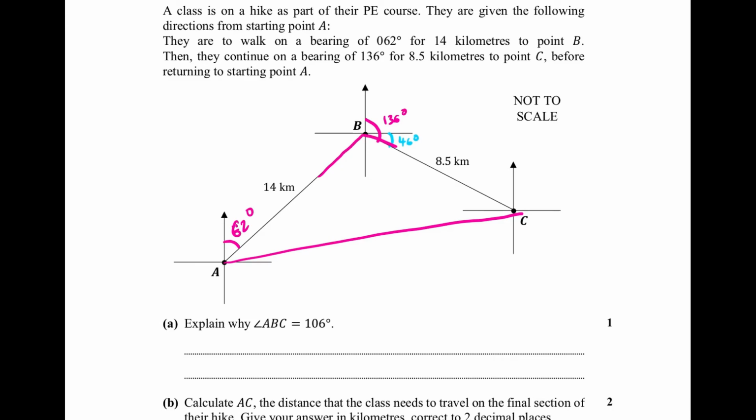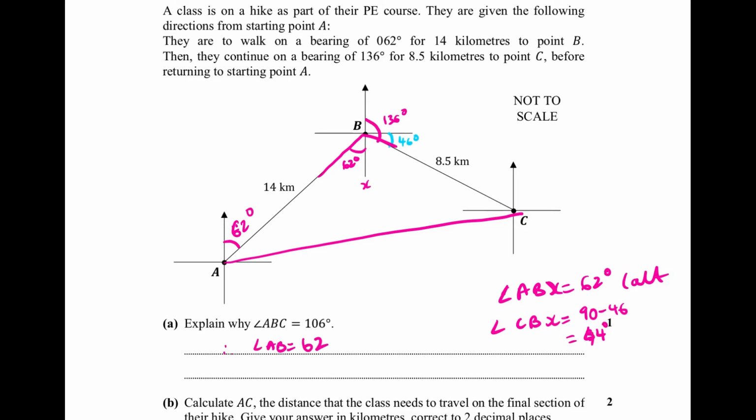Well, let's call this X for example. I can see that angle ABX is equal to 62 degrees, and that's alternate angles. And then angle CBX is equal to 90 minus 46, which is 44 degrees. So therefore, angle ABC is equal to 62 plus 44, which is 106 degrees. We've got the explanation there on the side.